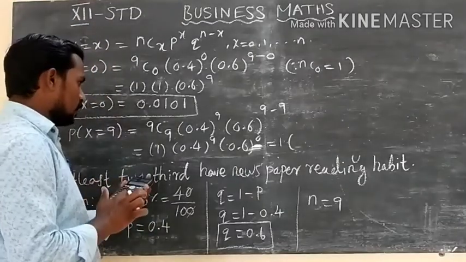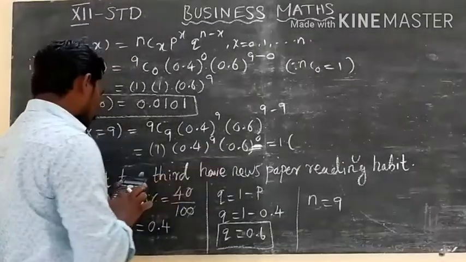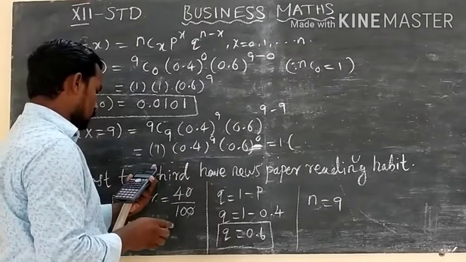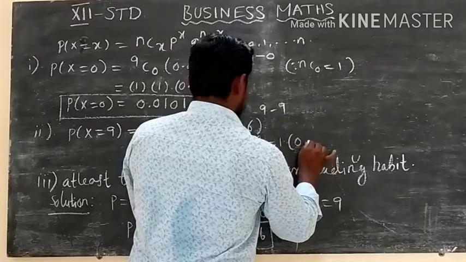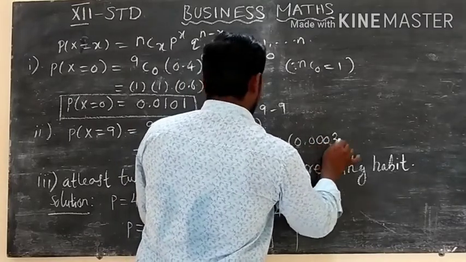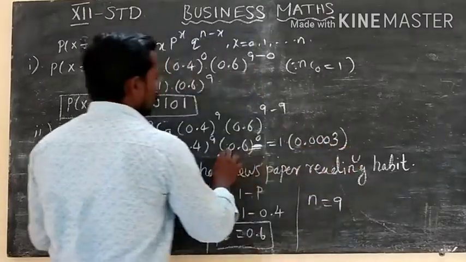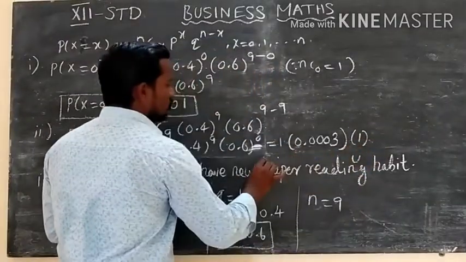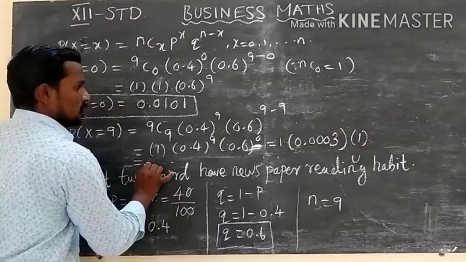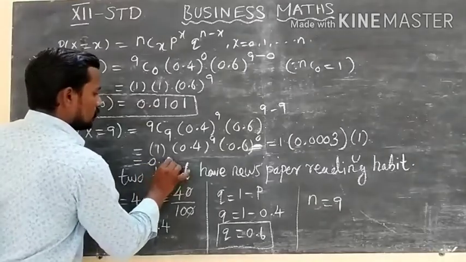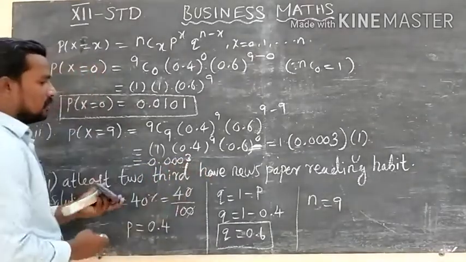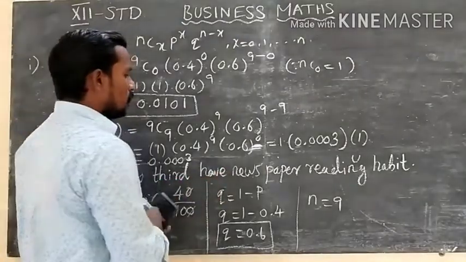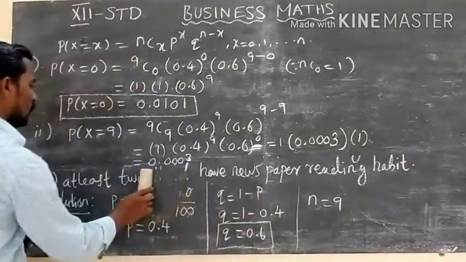Find the value of 0.4 power 9 using the calculator, which is equal to 0.003. Then 0.6 power 0 is equal to 1, so 1 times this value is the same, 0.003. That's all. Then the third question: at least 2/3 have newspaper reading habits, at least 2/3.